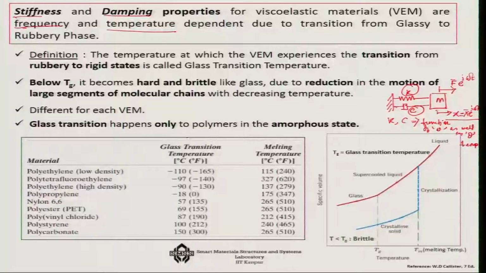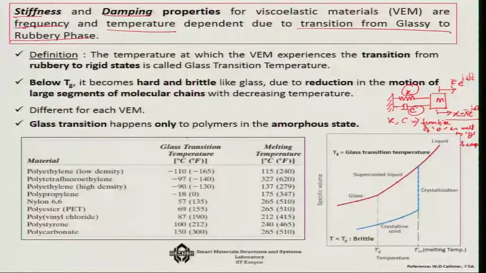Now, why does this happen? First of all, let us try to look into that. This happens due to the transition from glassy to rubbery phase. These viscoelastic materials have a certain kind of configuration, and that configuration is very sensitive to dynamic loading as well as temperature. So, glass transition temperature works like a watershed: before glass transition there is some kind of behavior, and after glass transition there is some other kind of behavior.